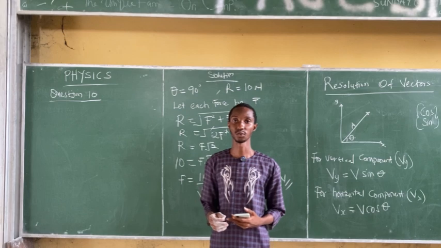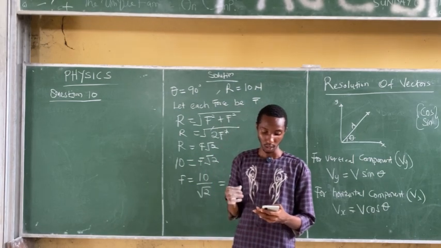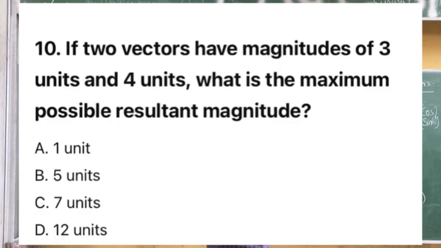The final question for today says, if two vectors have magnitudes of 3 units and 4 units, what is the maximum possible resultant magnitude? Option A says 1 unit. Option B, 5 units. Option C, 7 units. And option D, 12 units.